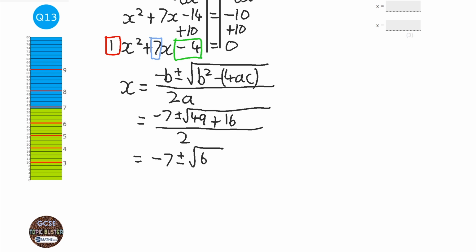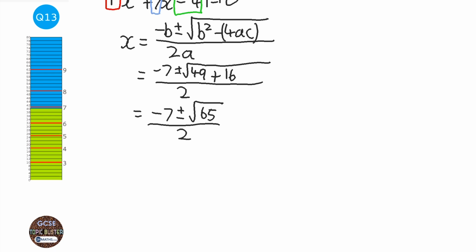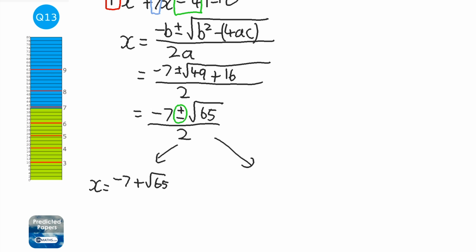So that's going to be square root of 65 over 2. Okay, this plus minus thing here just means that there's going to be a plus answer and a minus answer. So we split it up into 2 at this point. We have x equals minus 7 plus root 65 over 2, and we have x equals minus 7 minus root 65 over 2.